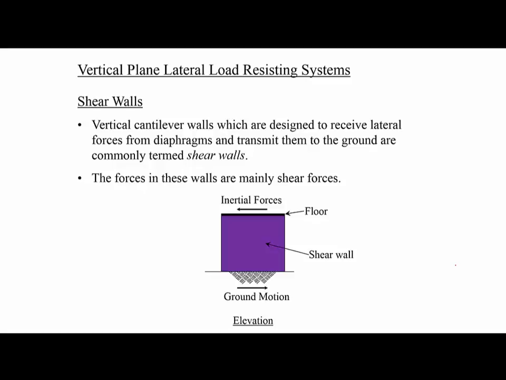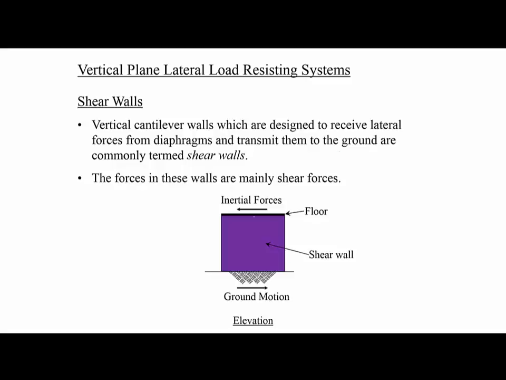Then we are going to first look at the vertical plane lateral load resistance systems, and we start with shear walls. Shear walls generally are vertical cantilever walls, which are designed to take the load from the floor or roof diaphragm and transfer and transmit it to the ground through shear.